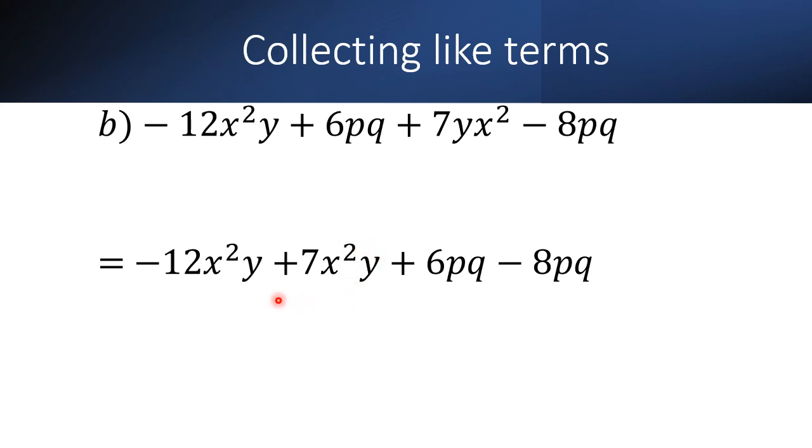So we have now collected the like terms together. Once we've collected the like terms, we can then add those two like terms. So if you add the like terms, negative 12x squared y plus 7x squared y will give us negative 5x squared y, and 6pq minus 8pq will give us negative 2pq. And that is what we have in our next statement.